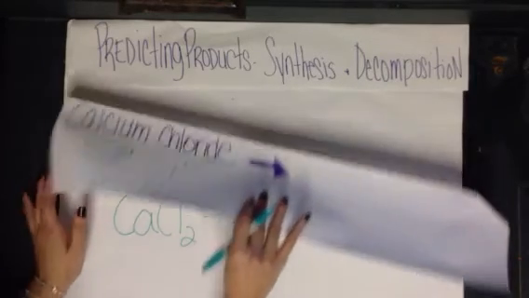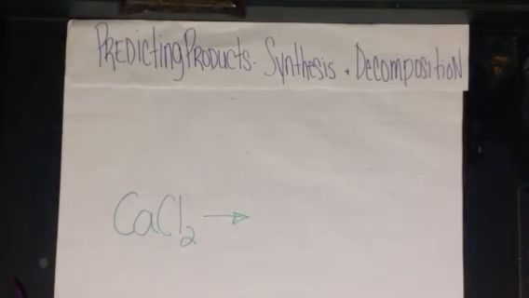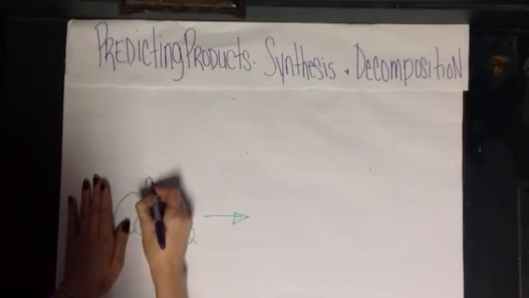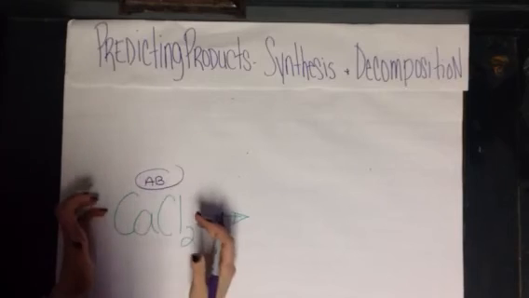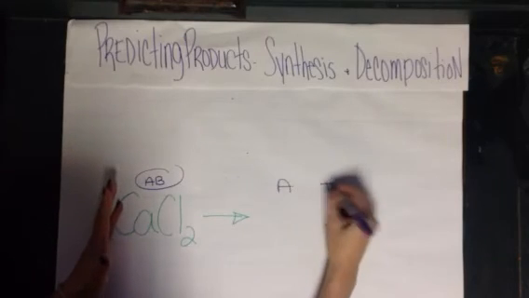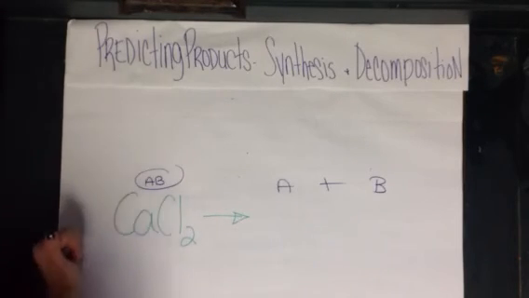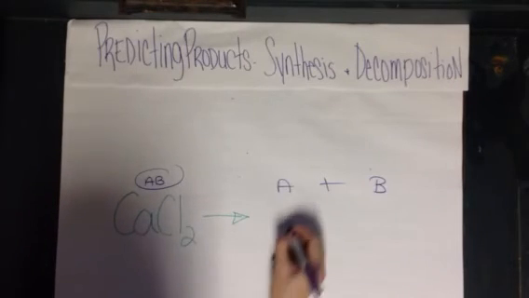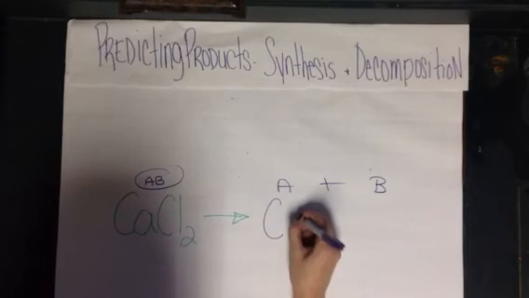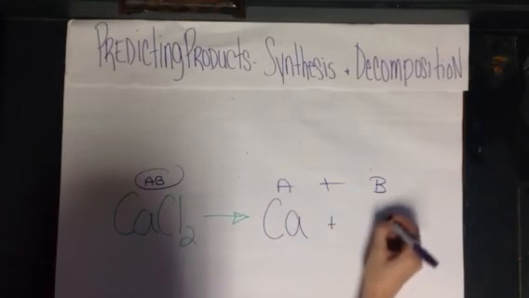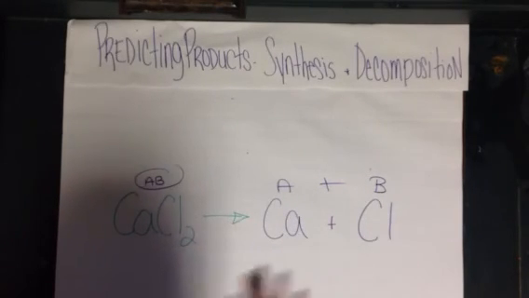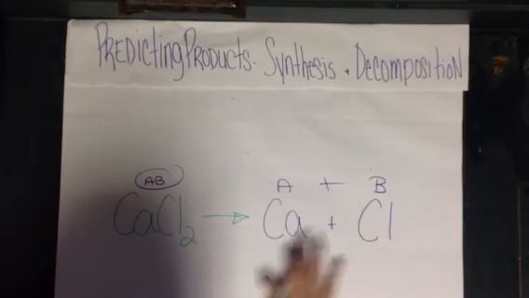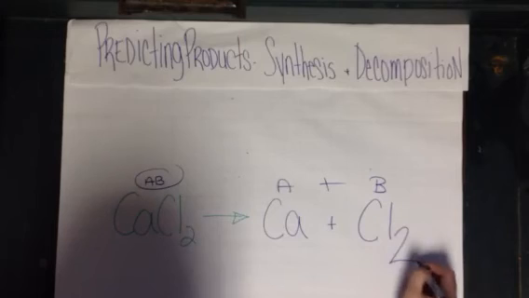Okay? So I now have my formula. How do I know that this is decomposition? Because I start off with one compound, an A bonded to a B. And I'm going to break it down into A plus B. That's decomposition. I'm just going to break calcium and chloride apart from each other. Calcium and chloride. Now, I ask myself, are any of these diatomic? And the answer is yes. Chlorine is, so it gets a 2.